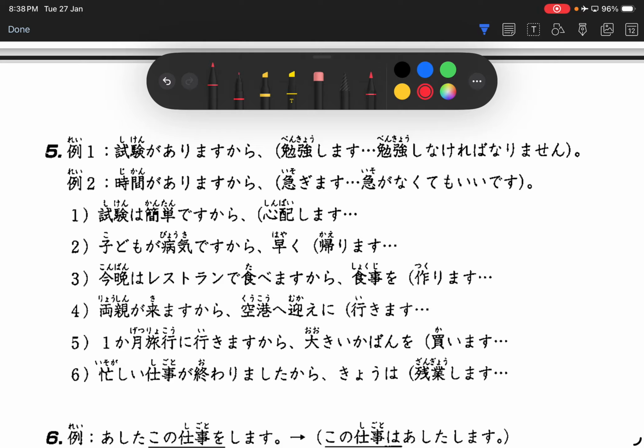Next. 1ヶ月旅行に行きますから、大きいカバンを買わなければなりません。Very good. Must buy a big bag. Can you give her some time first? Someone is busy. Okay, next one.